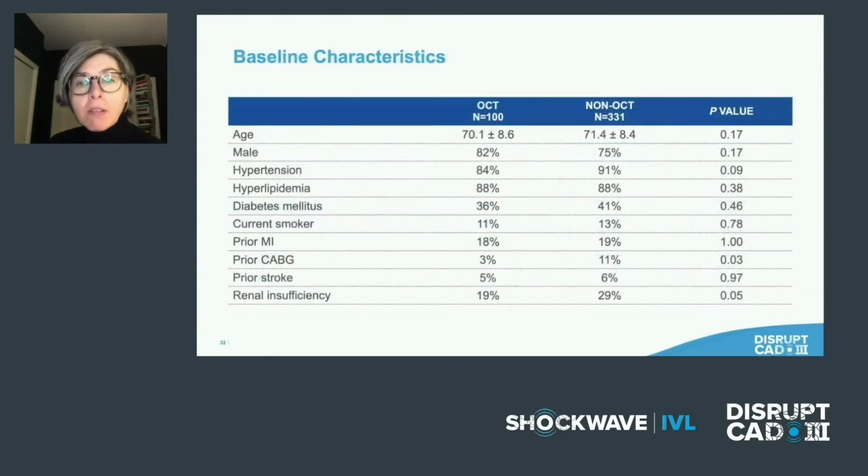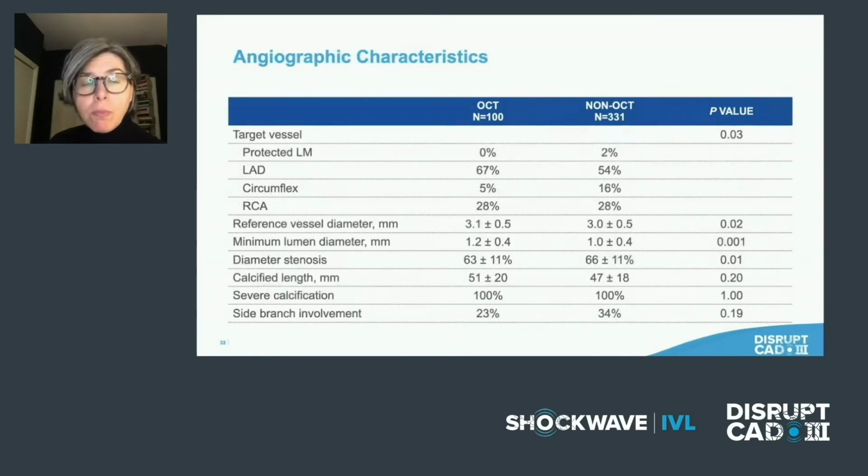So looking at the baseline characteristics, the 2 things to note, as you might anticipate, is that the OCT patients were less likely to have renal insufficiency. They were also less likely to have had prior bypass surgery. If we look at the angiographic characteristics, you were more likely to have OCT if it was an LAD lesion that was being treated, and less likely if it was a circumflex lesion.